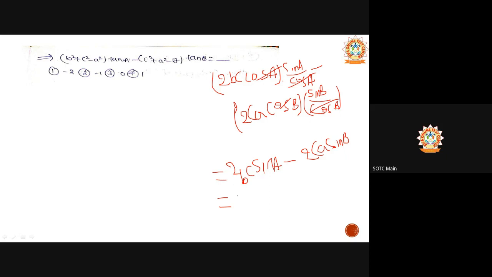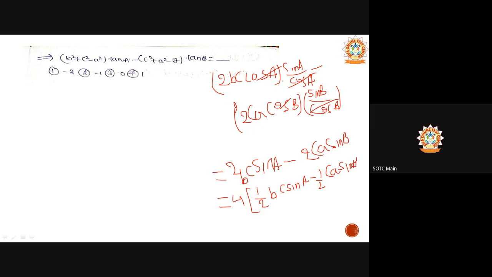Yes. So here I'm taking 4 common. ఇక్కడ 2 ఉంది కదా, 4 ని కామన్ తీసుకున్నాను. ఏం రాస్తుంటే 1/2 BC sin A minus 1/2 CA sin B.